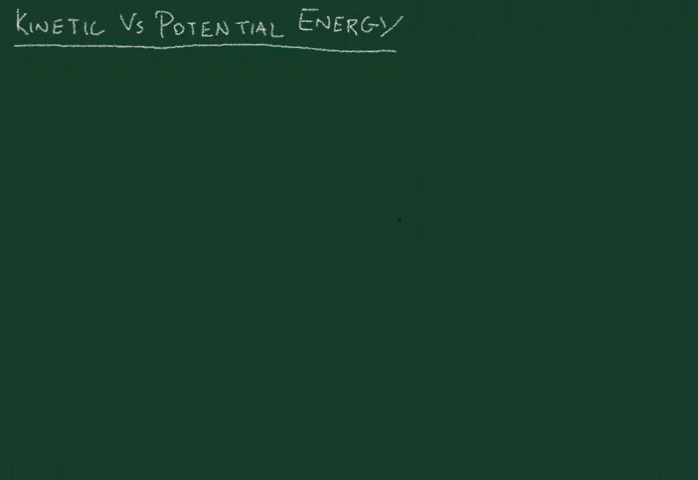We mentioned that there are two main different types of energy, kinetic energy and potential energy. So let's talk a little bit about the difference between them. So kinetic energy is basically energy of motion. In other words, if we have energy that's due to motion of some sort, it's probably kinetic energy.